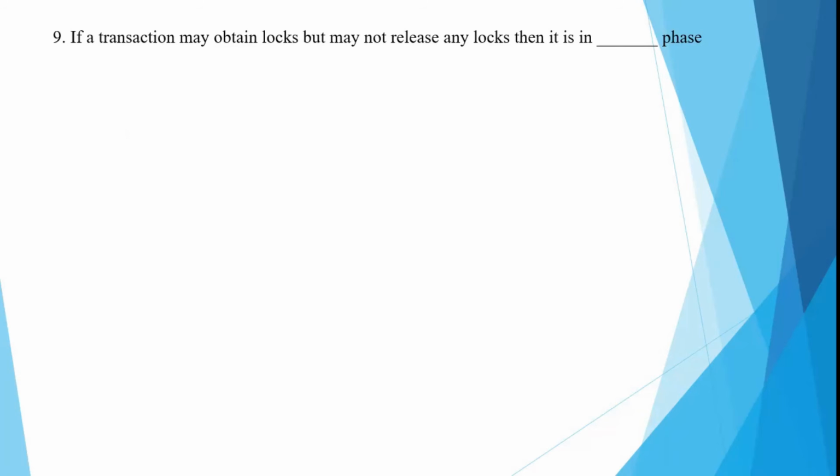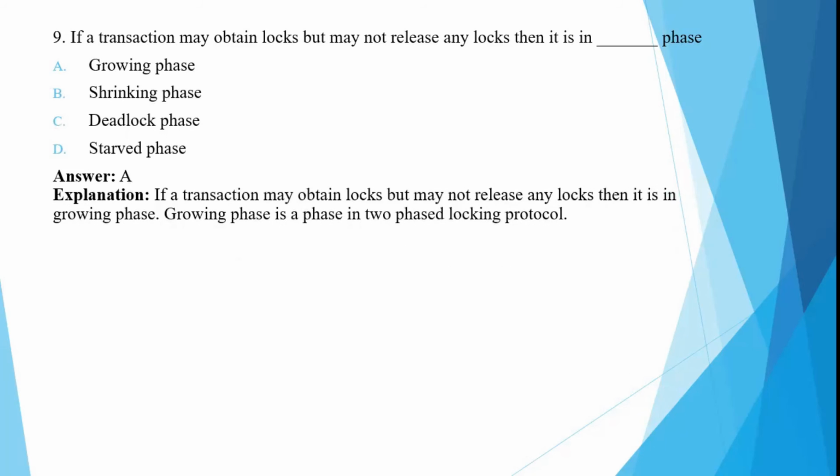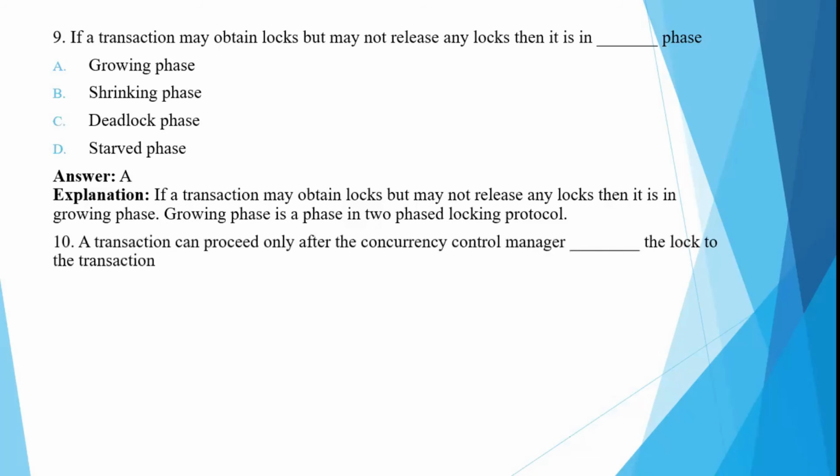Next one, if a transaction may obtain locks but may not release any lock, then it is in dash phase. Option A, that is growing phase. Next one, that is shrinking phase. Next one, that is deadlock phase. And the last one, that is starved phase. Okay, and the right answer is A. If a transaction may obtain locks but may not release any locks, then it is in a growing phase. Growing phase is a phase in the two-phase locking protocol.